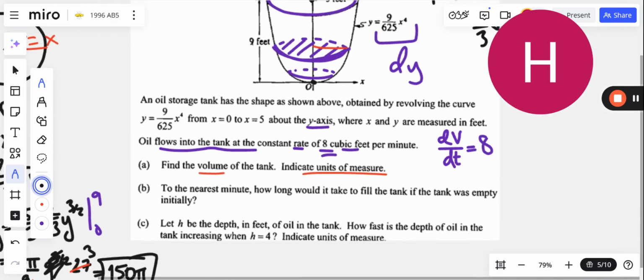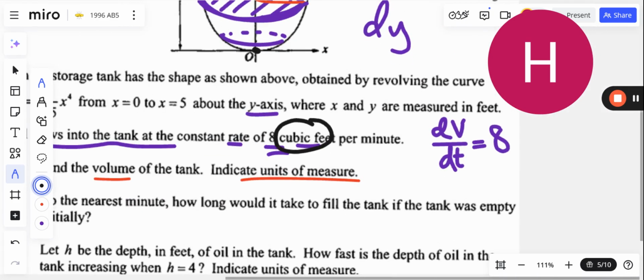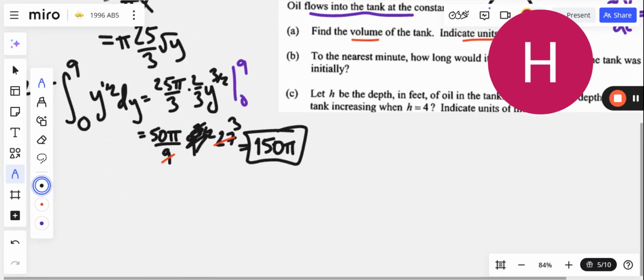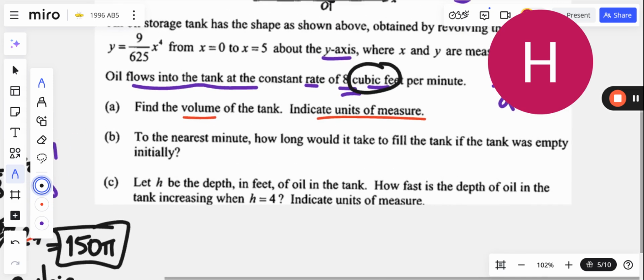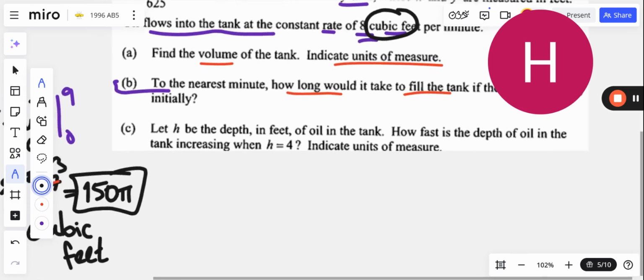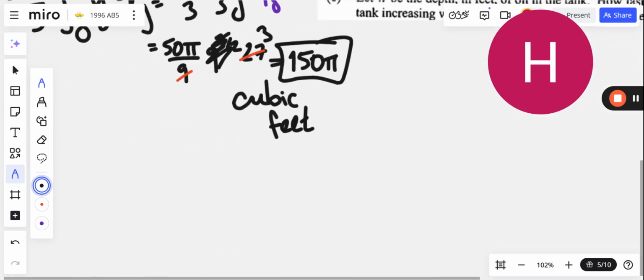And what are the units? They told us the volume units earlier. They said cubic feet. So that's how many cubic feet. So that's a lot of cubic feet. It will take a while. It will take some time to fill that up, that's for sure. Here we go. To the nearest minute, how long would it take to fill the tank if the tank was empty initially? Okay, well, 150 cubic feet.